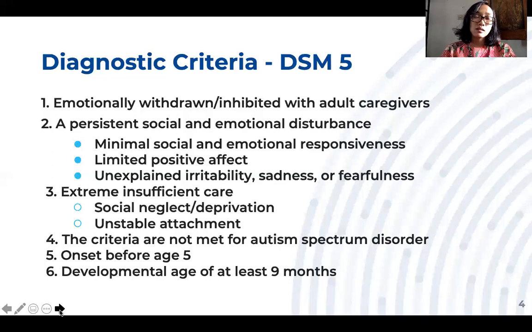They might also be living with frequent changes in foster care, or be reared in an unusual setting that severely limits opportunities to form selective attachment with the caregiver, for example an institution with high child-to-caregiver ratios. The diagnosis should not be met for autism spectrum disorder, of course, and the onset is before 5 years old. So after 5 years old, a kid will not be diagnosed with this disorder. And the age of the child must be at least 9 months old.